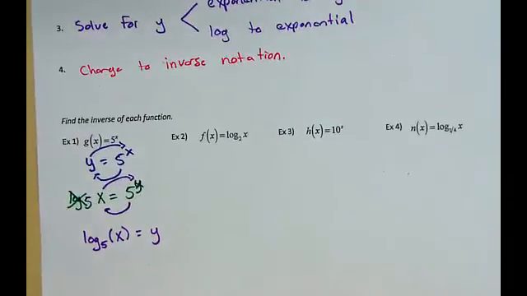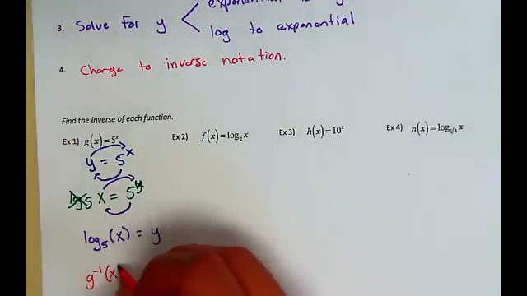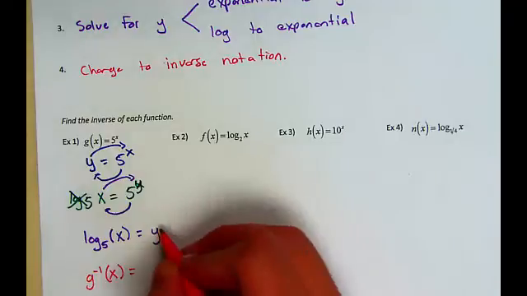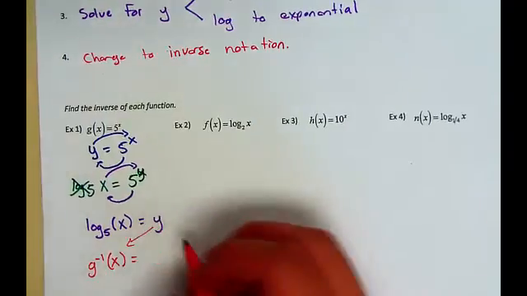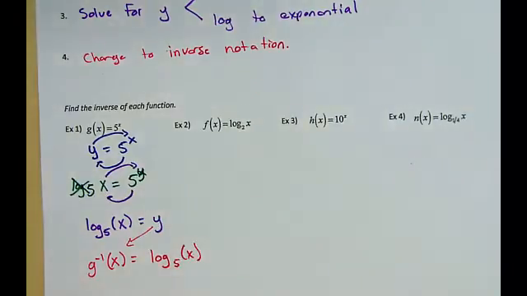So solving for y, you have to change forms, basically. Finally, inverse notation. We've got g inverse of x equals, so I'm replacing this, log base 5 of x.